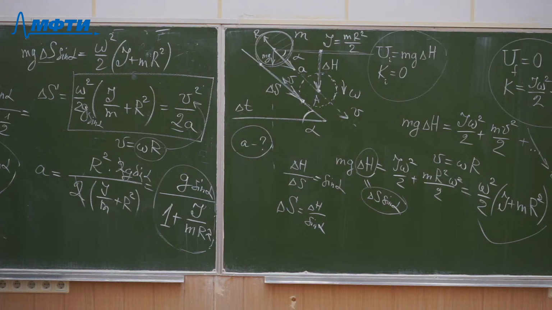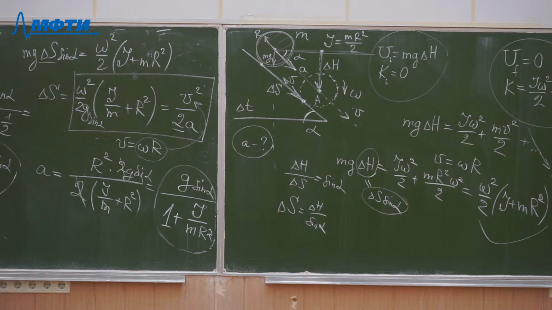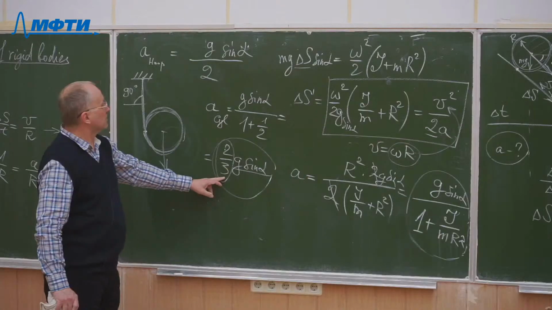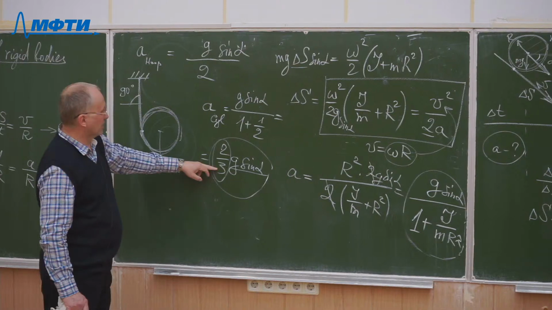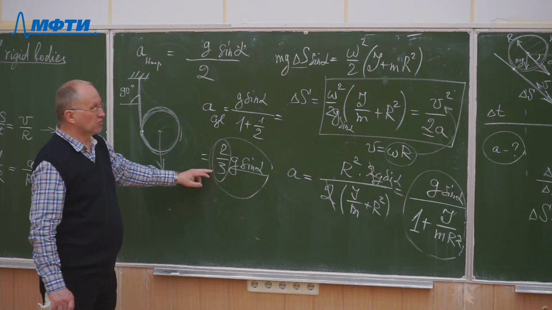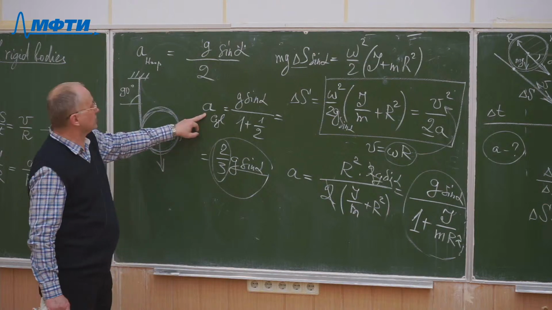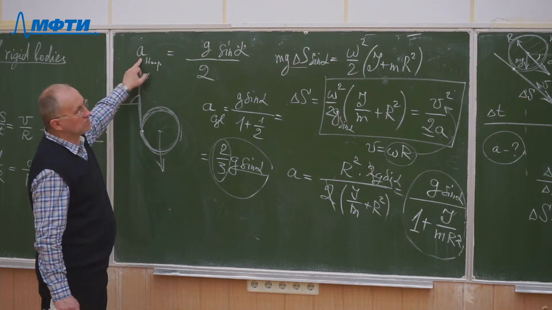Which acceleration is larger, acceleration of the hoop or acceleration of the cylinder? Which one is larger? Here we have g sine alpha and g sine alpha. So only this coefficient defines the distribution of mass. Here we had 0.5, and here we have something larger than 0.5. 2/3 is larger than 1 over 2. So the acceleration of the cylinder will be larger than the acceleration of a hoop.